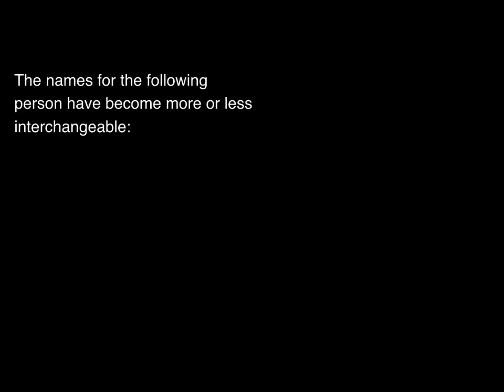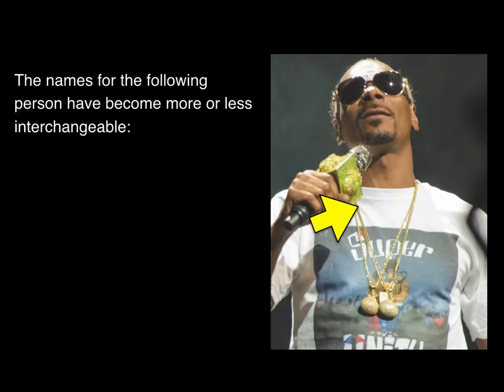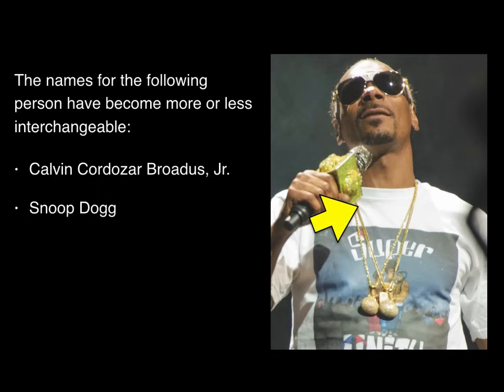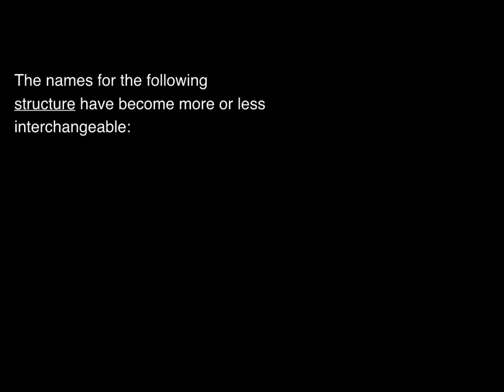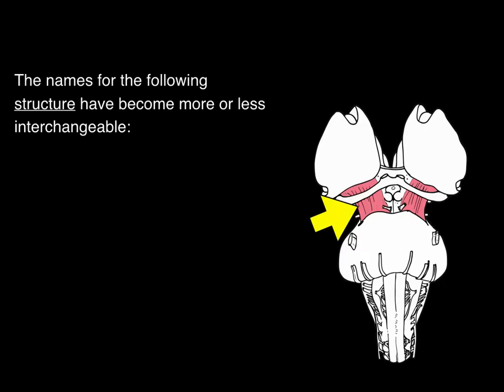And so the names for the following person have become more or less interchangeable. I'm on a bit of a tangent here. So you take a look at this person and you go, oh yeah, that person, that's Calvin Broadus Jr., also known as Snoop Dogg, or just the abbreviated Snoop, or previously known as Snoop Doggy Dogg, and more recently Snoop Lion.